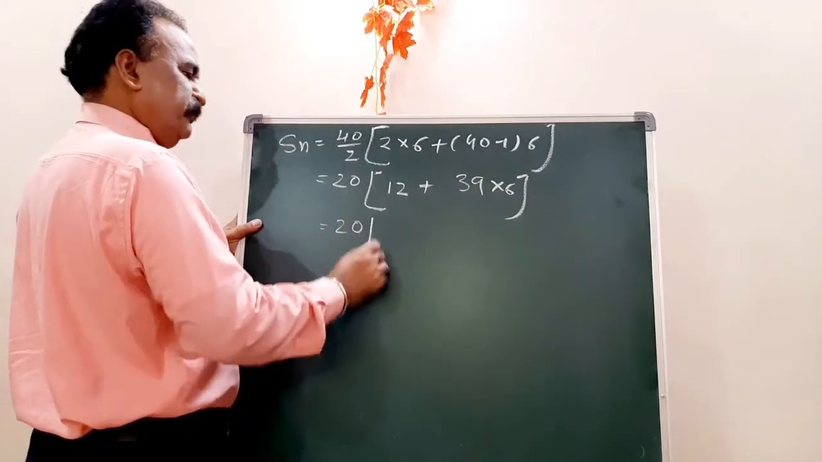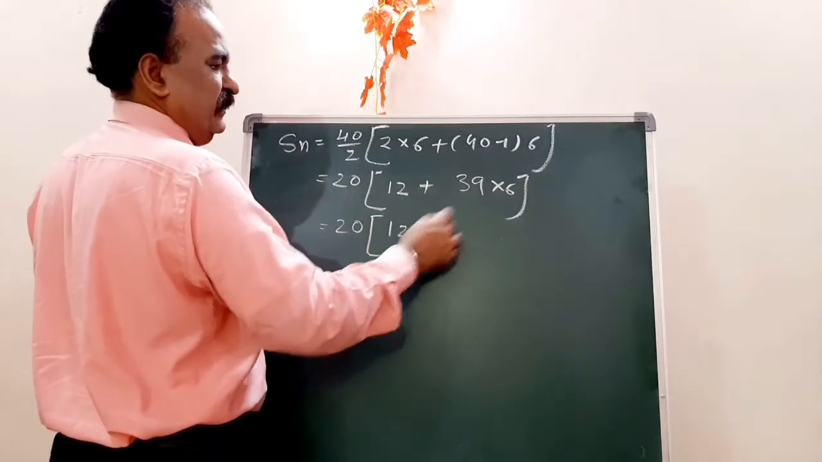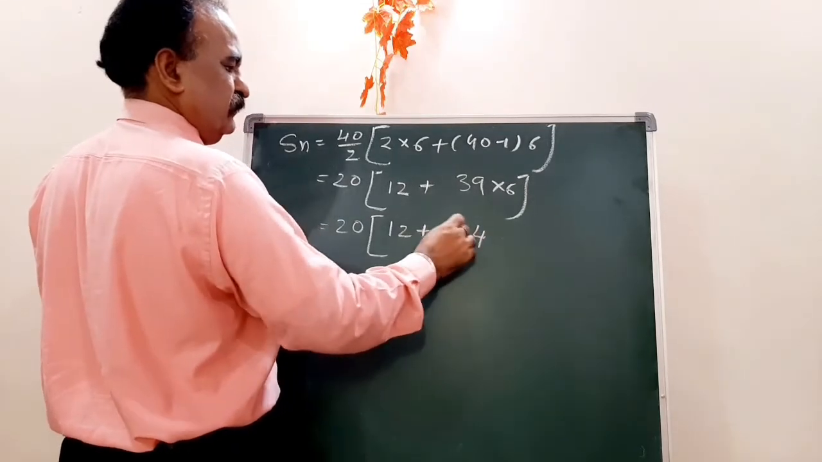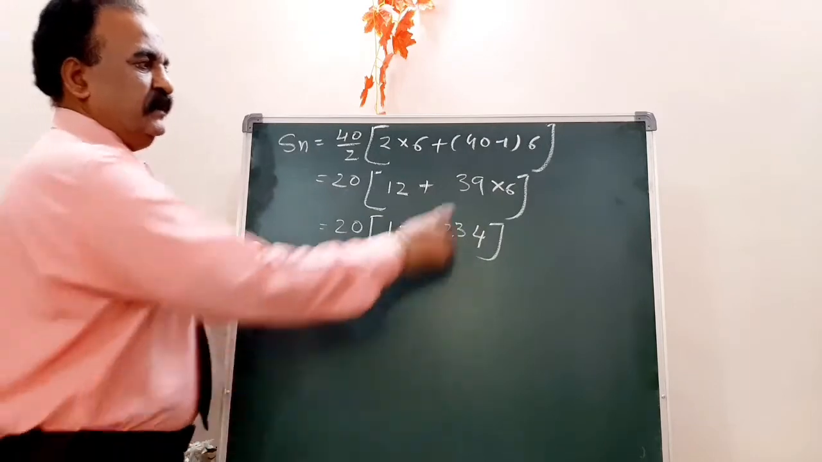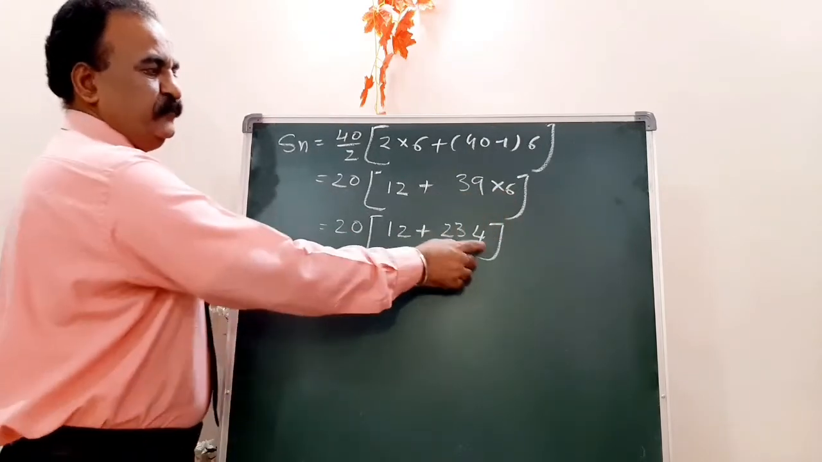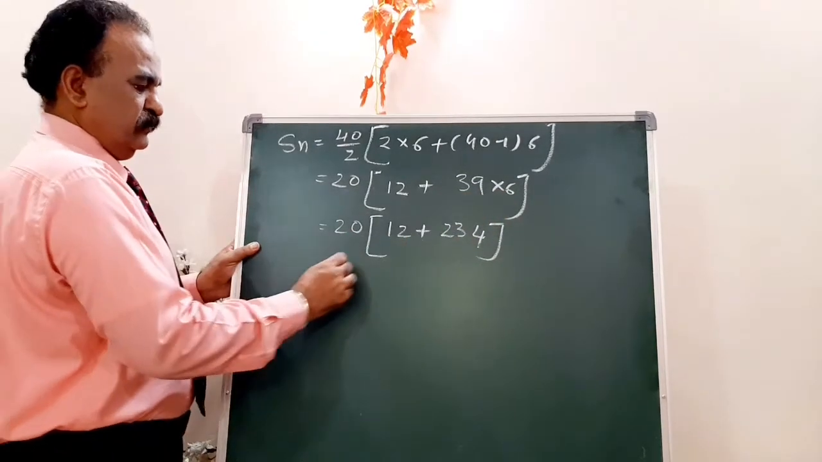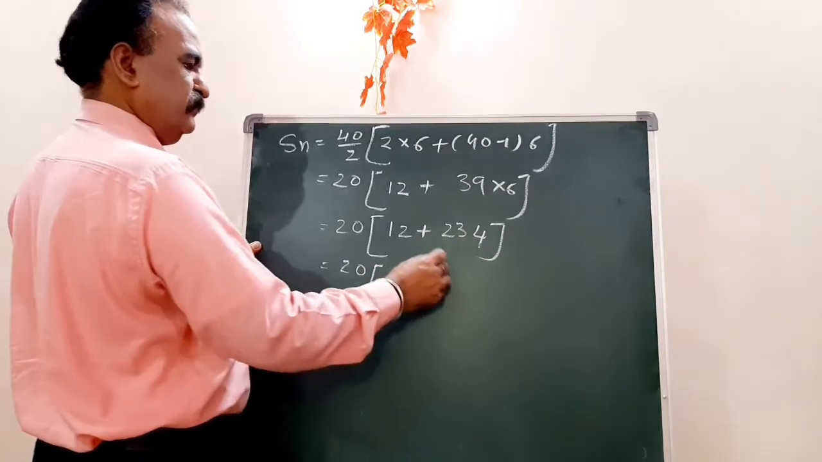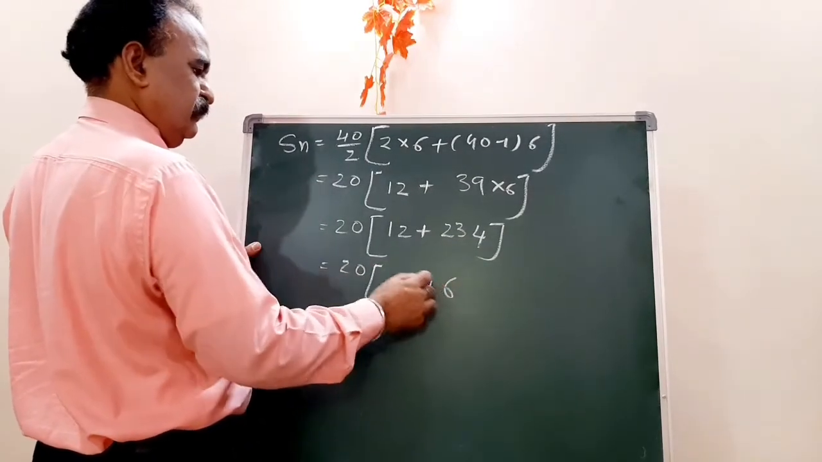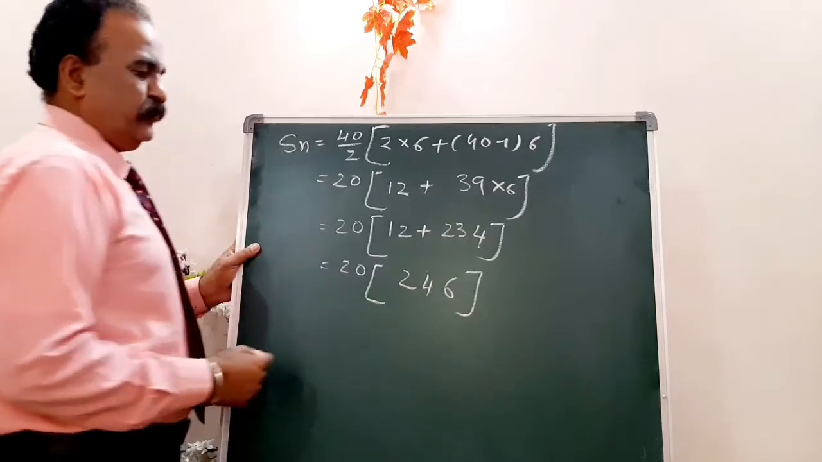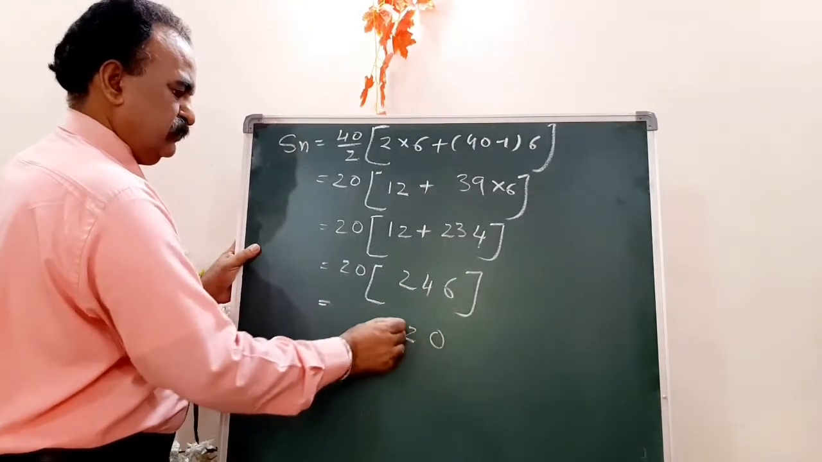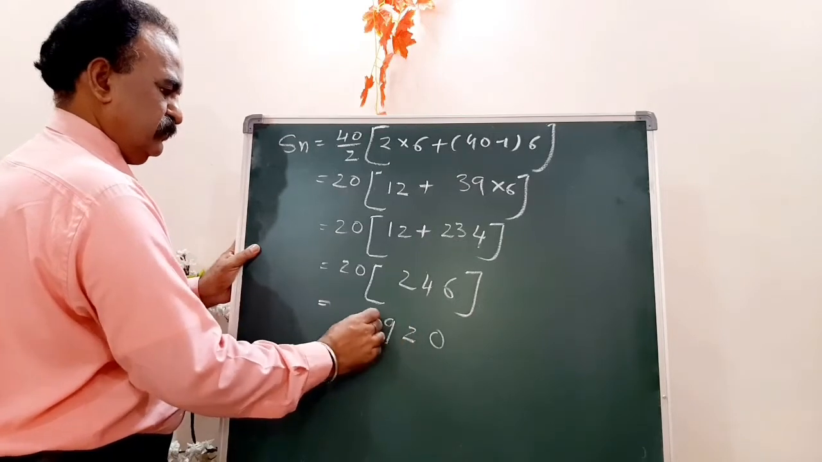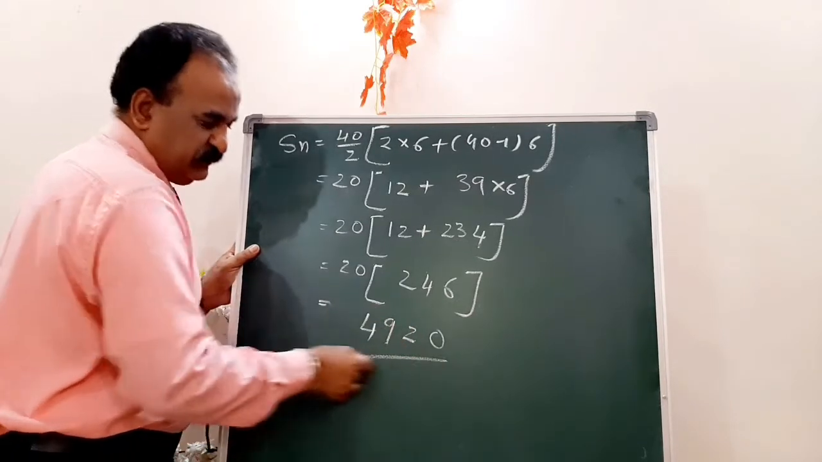So 20 into bracket 12 plus 39 into 6 is 234. Now 20 into bracket 246. Now 20 times 246, and this is your answer.